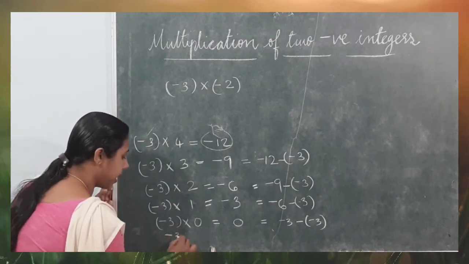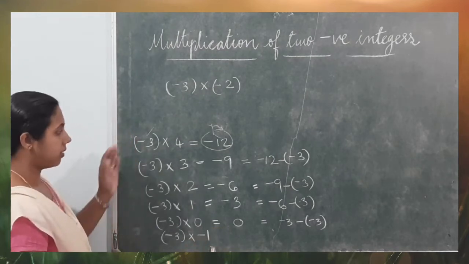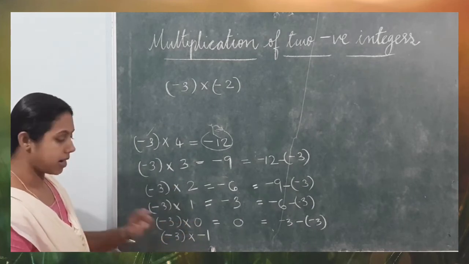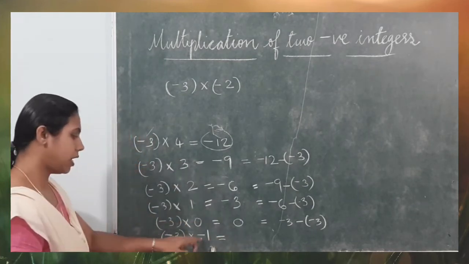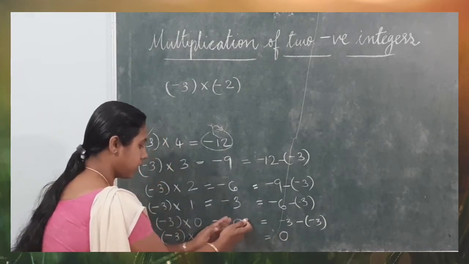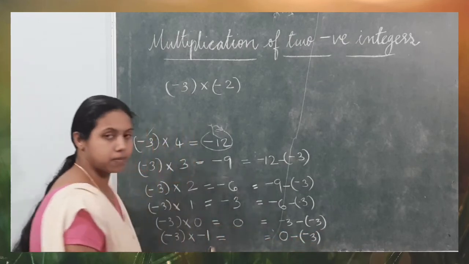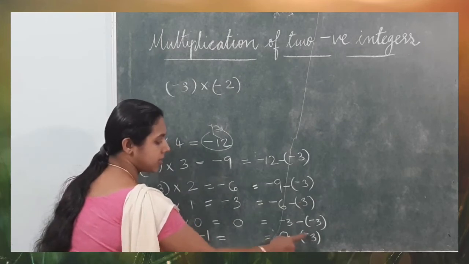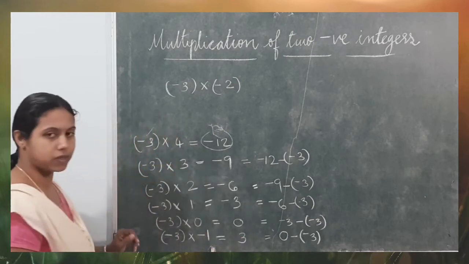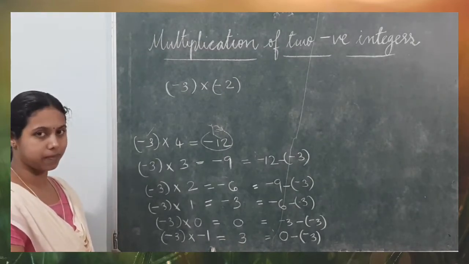Next part, minus 3 into 1 less than 0, that is minus 1. The number is decreasing: 4, 3, 2, 1, 0, minus 1. So minus 3 into minus 1. Here the product just before is 0. From that 0 you have to subtract this minus 3. 0 minus minus 3 will be equal to 0 plus 3, that is equal to positive 3. Minus 3 into minus 1 is equal to positive 3.